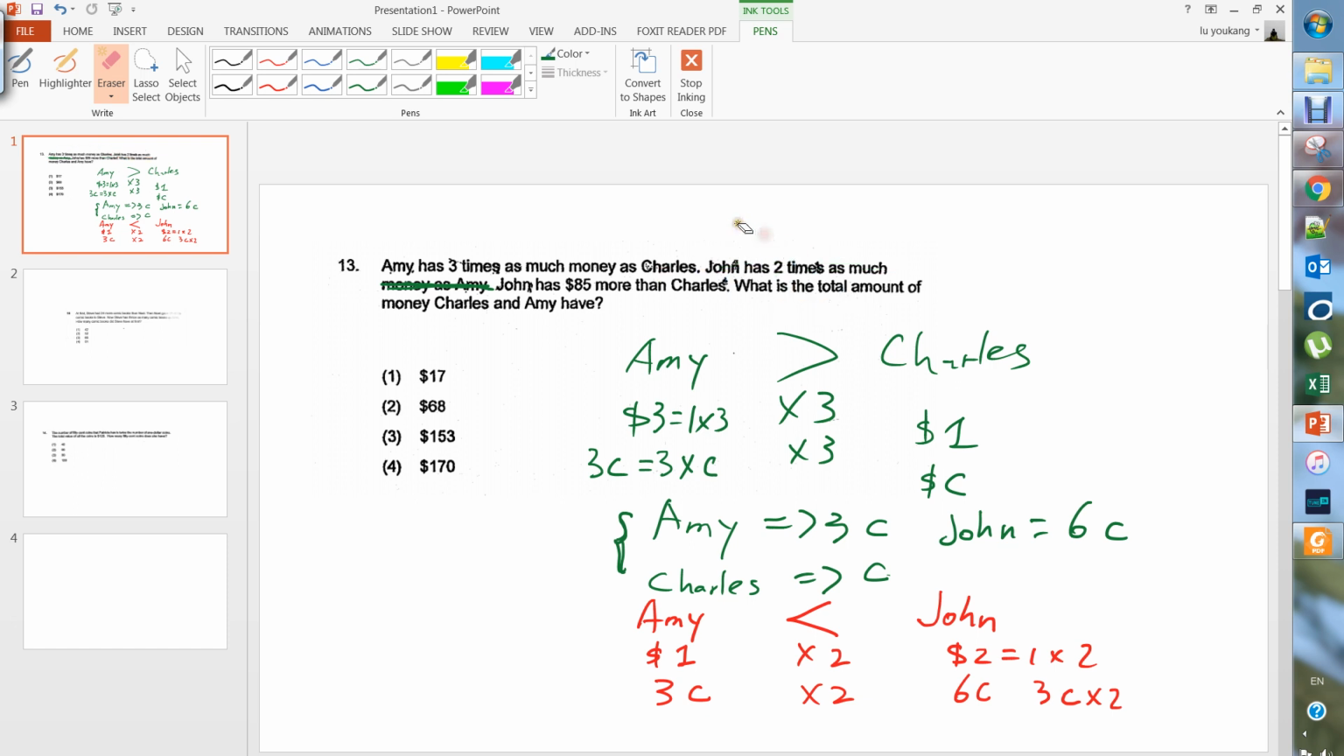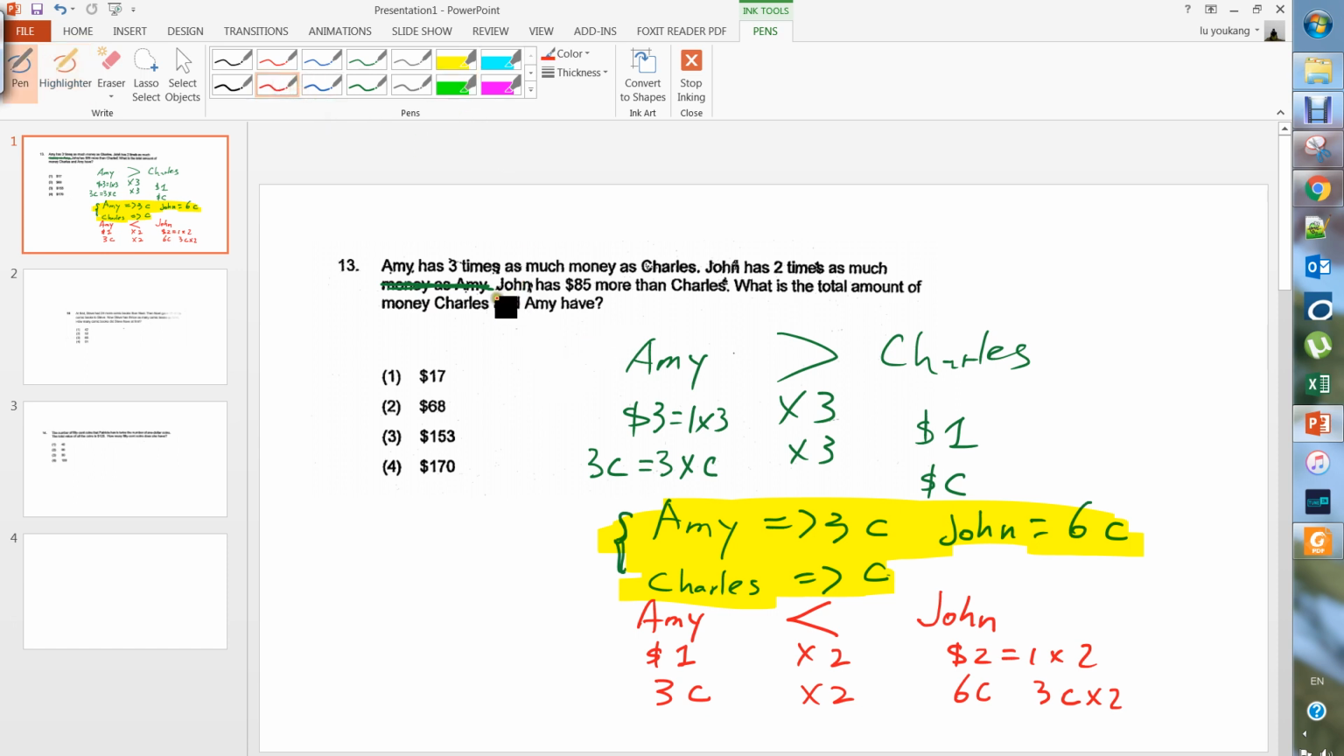Let me make things clearer. Your focus will be here. Next time if you have a highlighter, you can highlight this is the one I need to look at. The rest is working. Good. So now this is the statement we should continue.